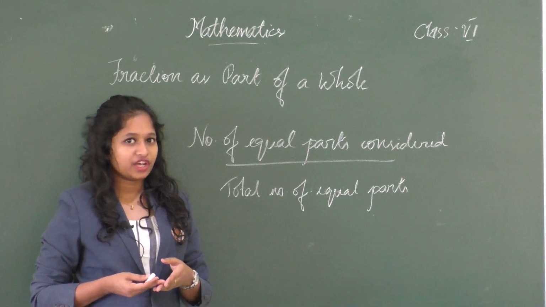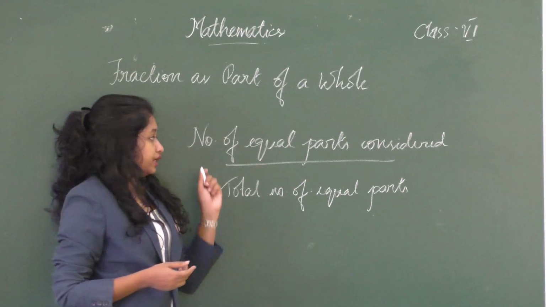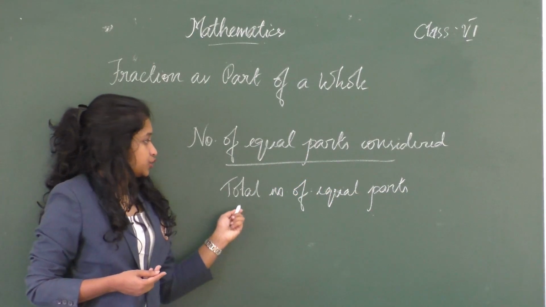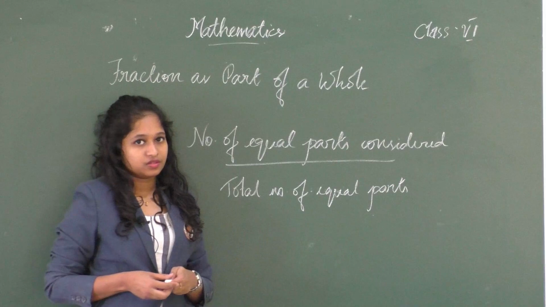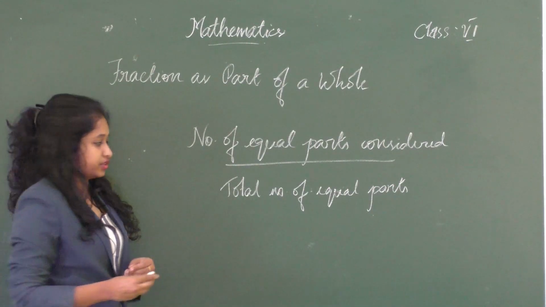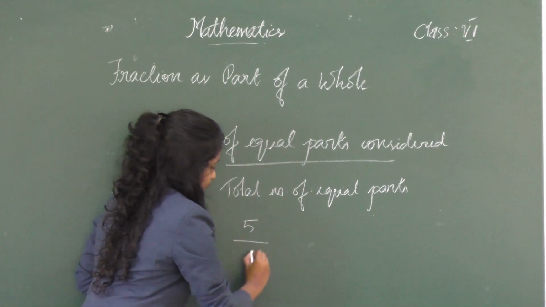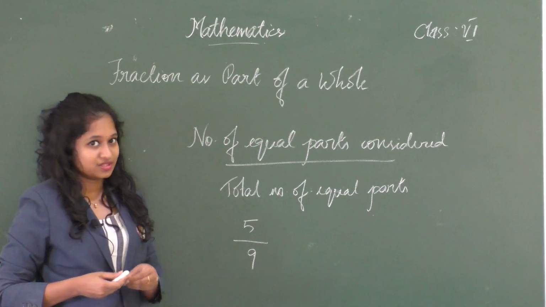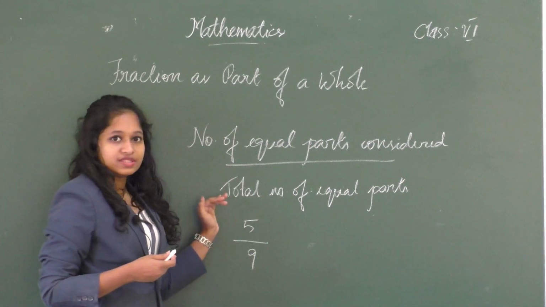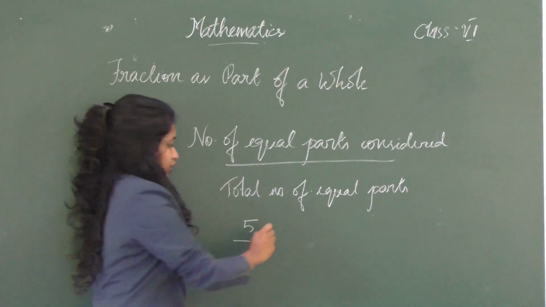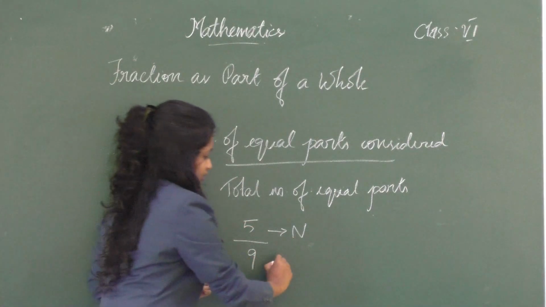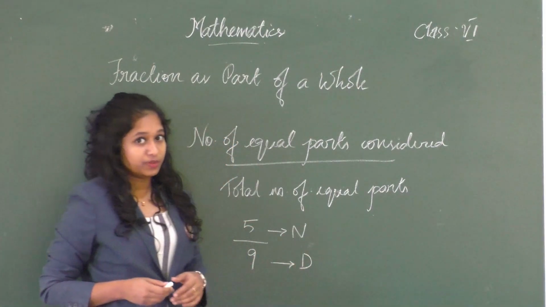And how to represent a fraction? As number of equal parts considered by total number of equal parts. So in the previous example, we got a fraction as 5 by 9, isn't it? Here, the number which is above is called as the numerator and the number below is called as the denominator.